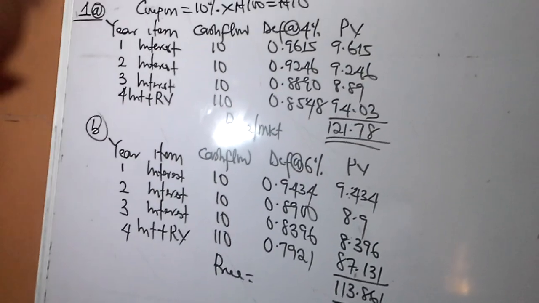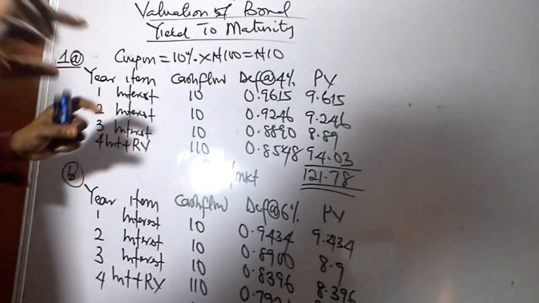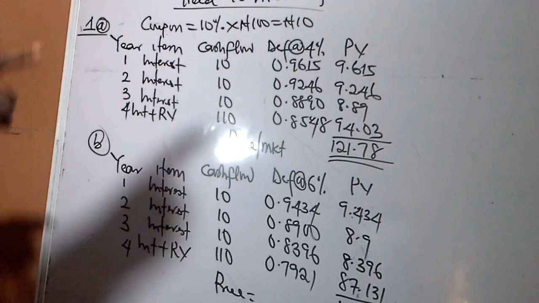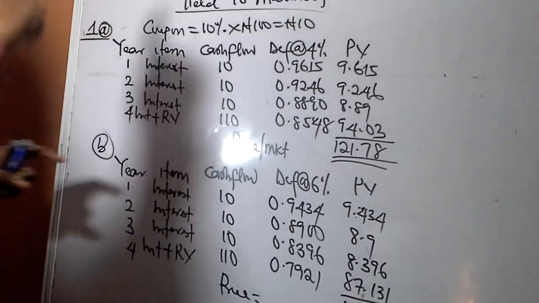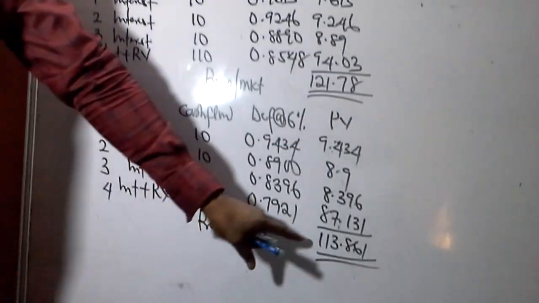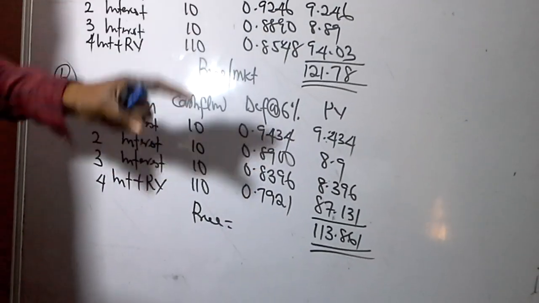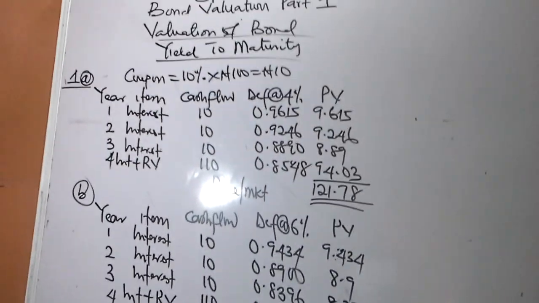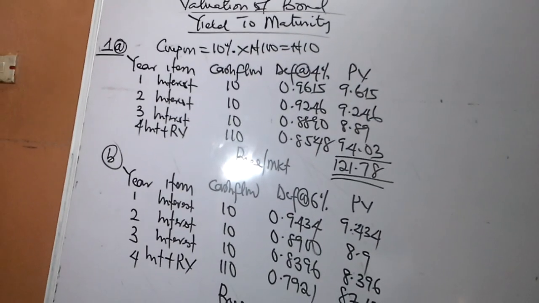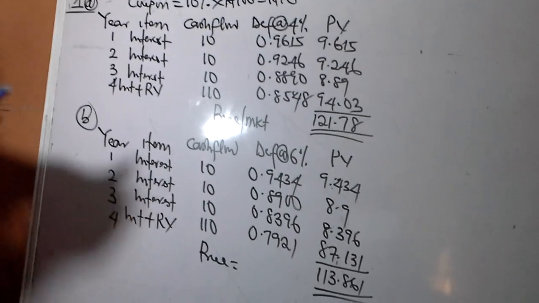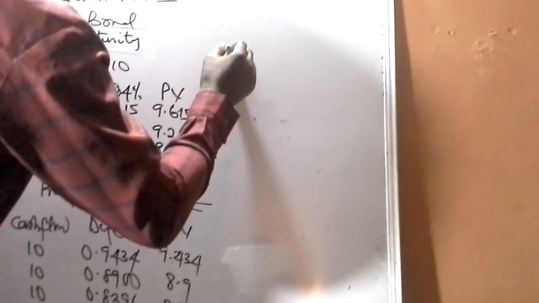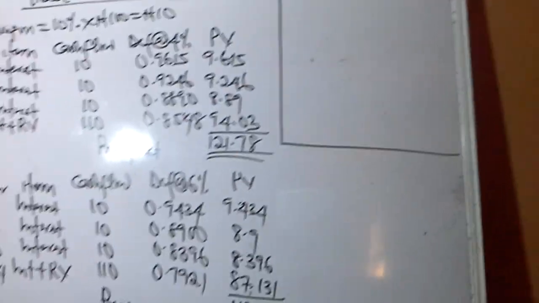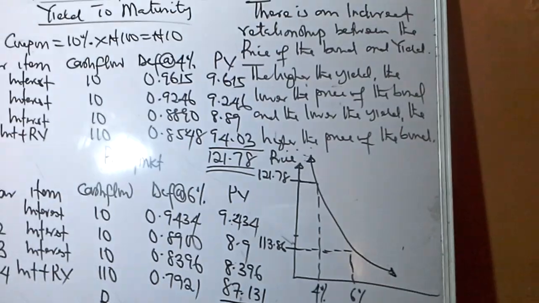Please, you should know this from now, that there is an indirect relationship between the price of the bond and the yield. The higher the yield, the lower the price of the bond. The lower the yield, the higher the price of the bond. This can be explained through a curve. Let me show us here, through a curve. Let me explain to us now.